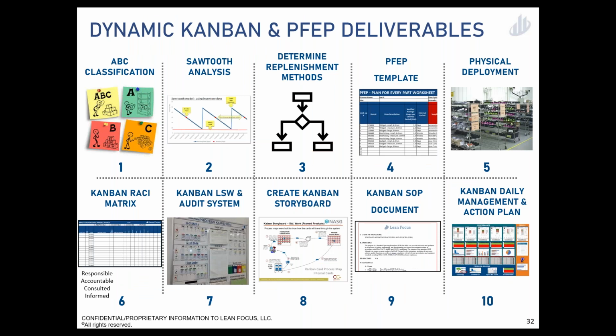All right, if we did something like that, these are the kind of deliverables you should expect. We will run ABC classification. You have to have that. You've got to know where the money is. We will do sawtooth analysis for everything that's going to be in stock. What is your replenishment quantity? What's your projected average, maximum, and minimum inventory, which implies we'll also calculate safety stock. What are your replenishment methods? Are you doing VMI? Are you on consignment? Is it on pull? If it is, is it manual cards or is it electronic Kanban?